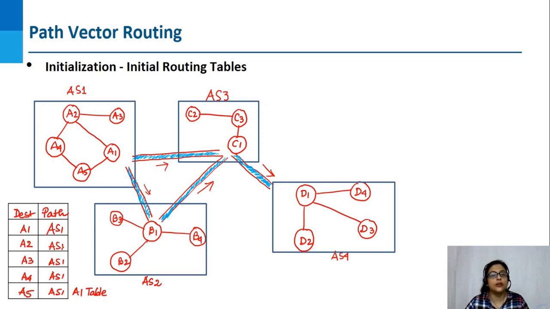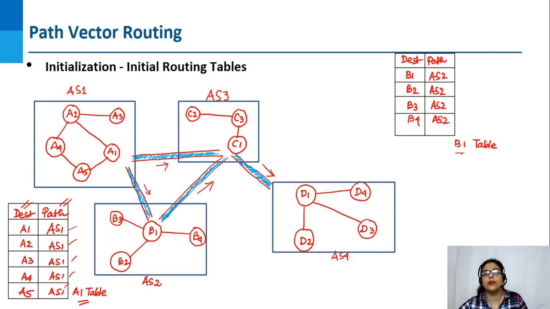So what is the initial routing table for A1? The routing table consists of the destination and the path. Here no metric, that is cost or hop count, is given, as we have seen for intradomain routing. The possible destinations for A1 can be A1, A2, A3, A4 and A5, because it has no information about other autonomous systems unless and until it gets the shared information and updates the routing table. So initially it knows only its immediate neighbors in its own autonomous system, and it gives the path, so it can go via this path, autonomous system 1.